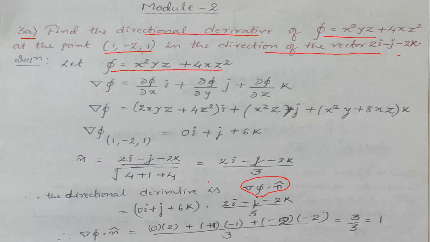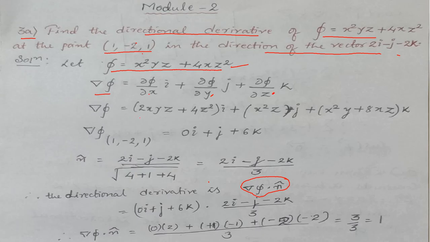Then find out grad phi, that is nothing but del phi. Del phi is defined as del phi by del x i plus del phi by del y j plus del phi by del z k. It means that you are going to differentiate this phi function partially with respect to x, treating y and z as constant. Differentiate phi with respect to y, treating x and z as constant. Differentiate phi partially with respect to z, treating x and y as constant.